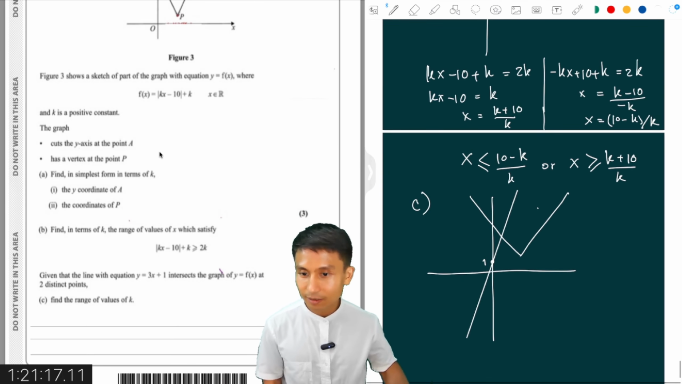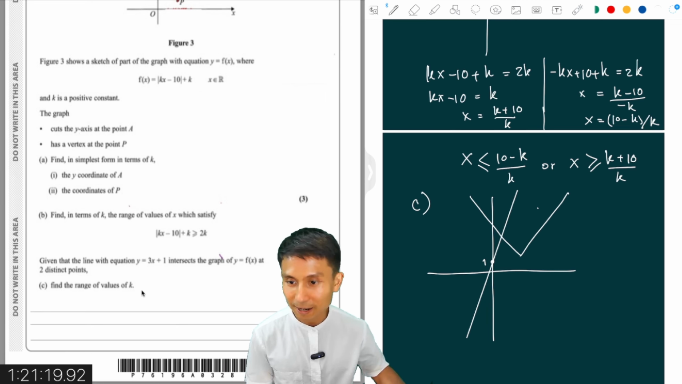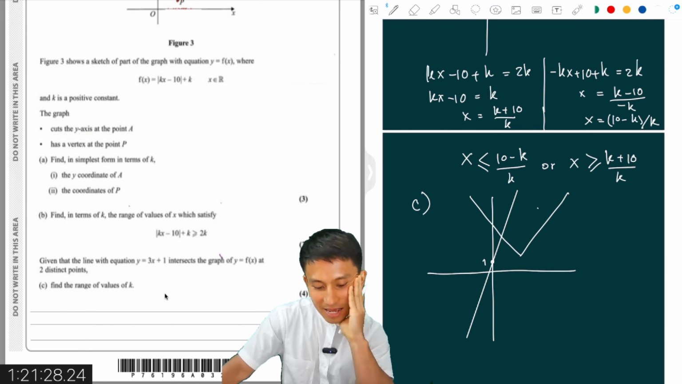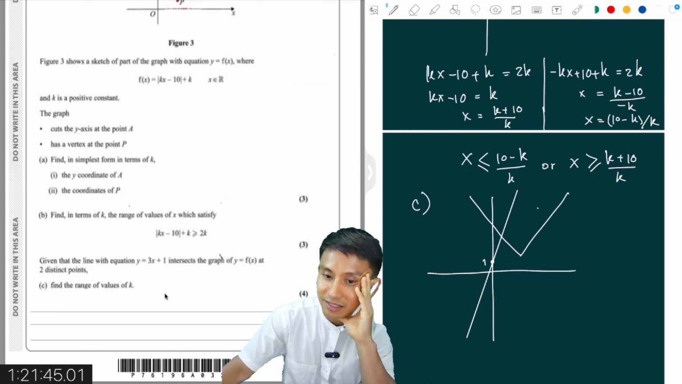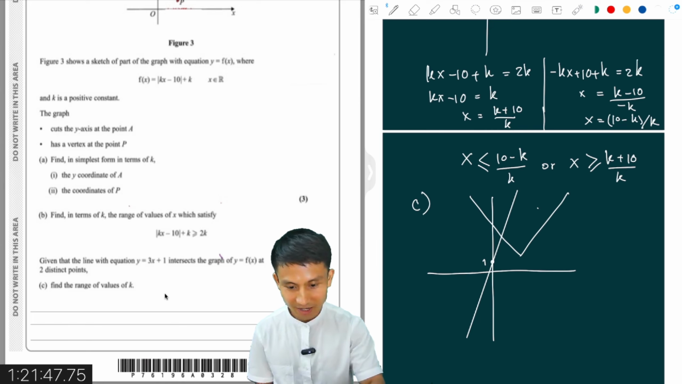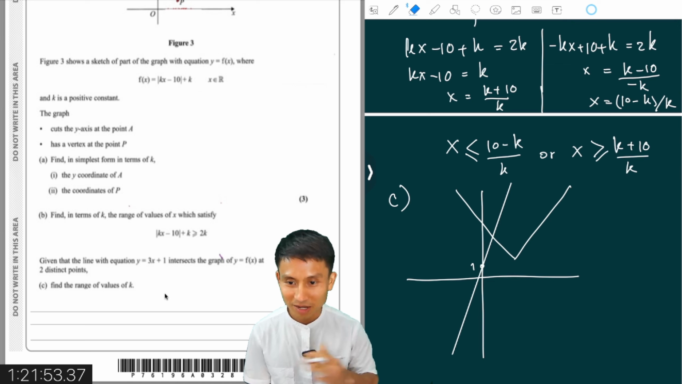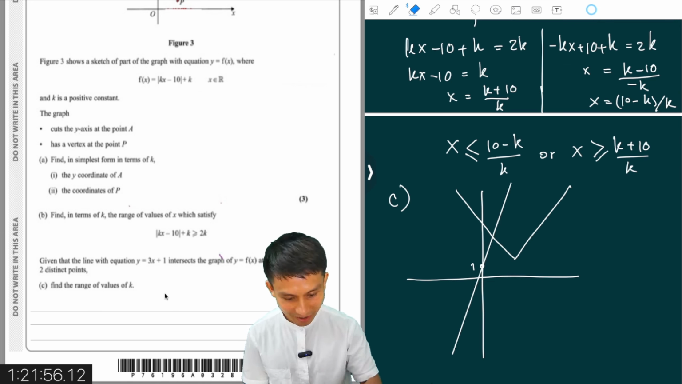Okay. The range of values of k again. Wait, what? Two distinct points? I'll take that back. Two distinct points. How come? If x is that. Oh, because we don't know what k is yet. Yeah, guys, we don't know what k is yet, so the gradient might be... Okay. Now I get it.